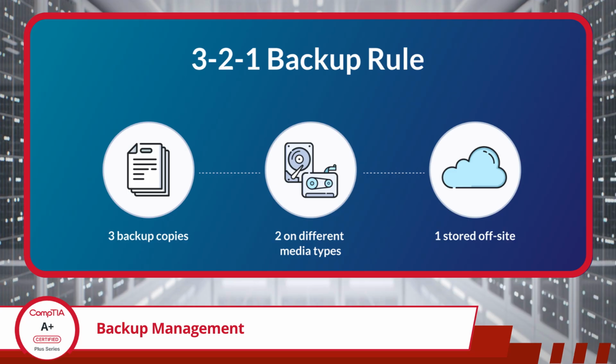Additionally, one of these backups should be stored off-site, ensuring your data is safe from local disasters like fires, floods, or theft. The beauty of the 3-2-1 rule lies in its adaptability. For example, you could keep 1 copy on your computer, another on an external hard drive stored locally, and a third in the cloud. This approach helps protect your data from hardware failures, natural disasters, and even ransomware attacks, providing a comprehensive safety net that's both practical and effective.